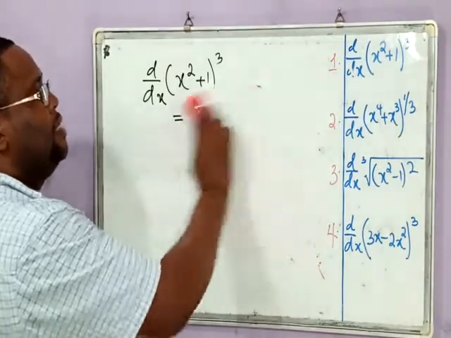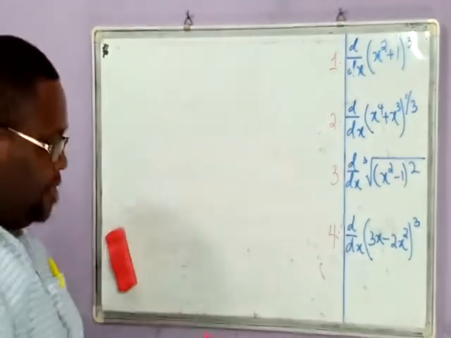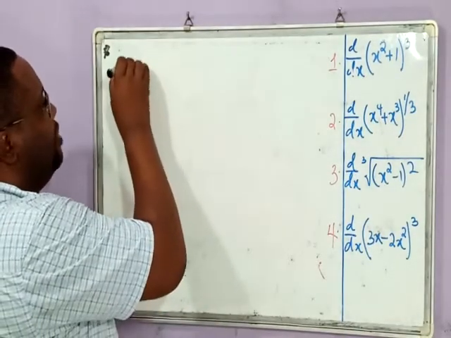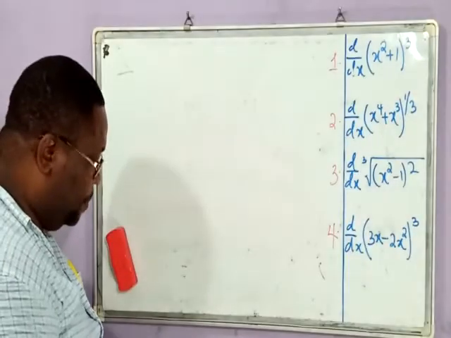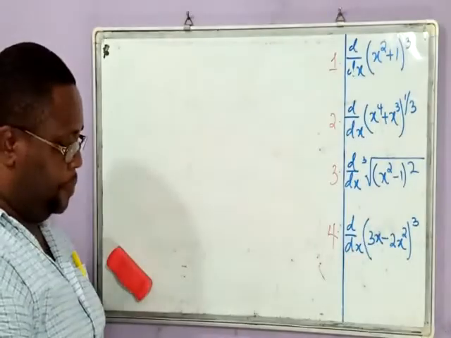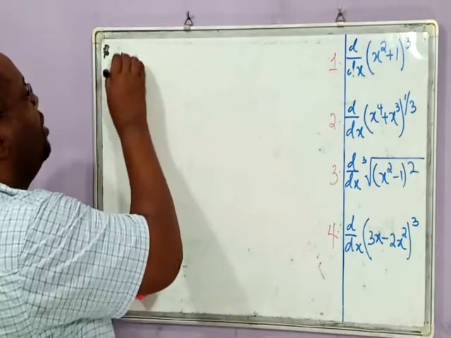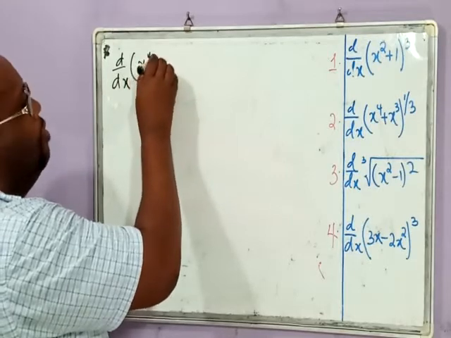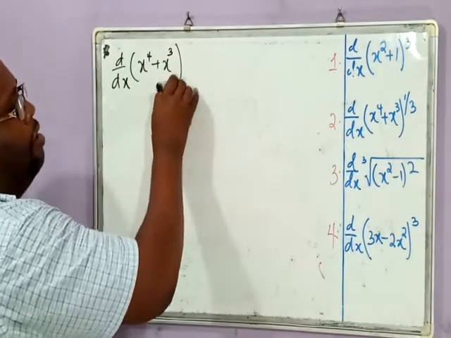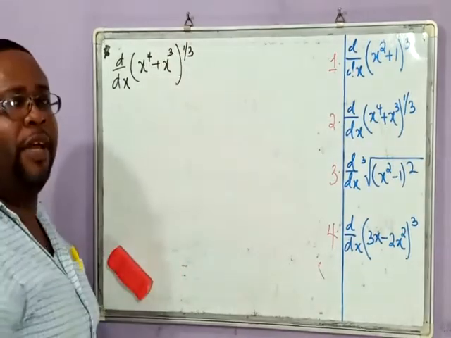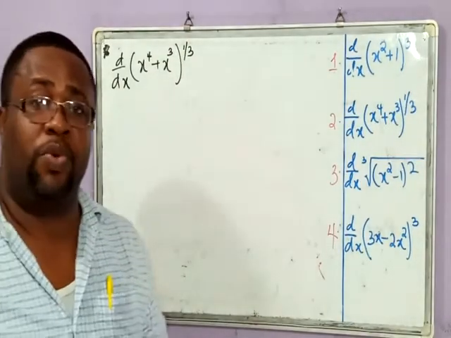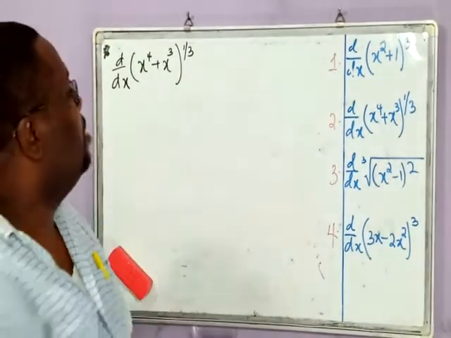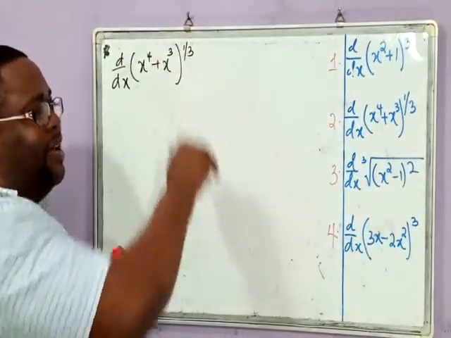So let us look more into some of these problems that we have to solve. How can we solve these problems? Now we are asked to differentiate with respect to x, x to the power 4 plus x cubed, all raised to the power 1 over 3. We will be applying the inside-outside rule, or the outside-inside rule. This is the inside, and then externally is the outside.